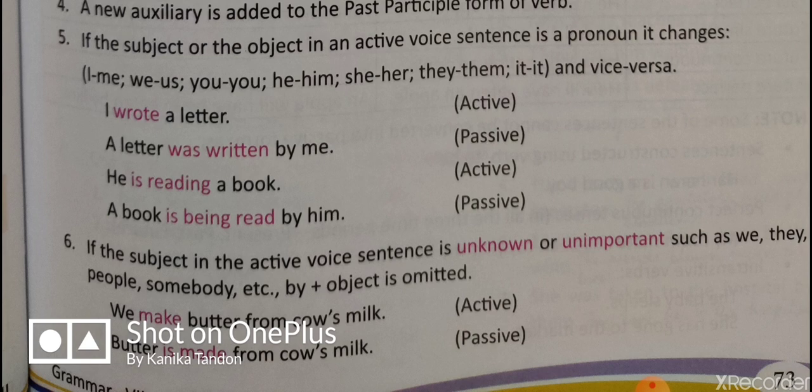We just don't have to give much importance to it. So even if you want you can write it, but if you don't want to, it is not necessary. Like we make butter from cow's milk, and now the passive sentence is butter is made from cow's milk. It is not given that butter is made from cow's milk by us, because the subject was very unimportant to us. It was unknown who we are, right?